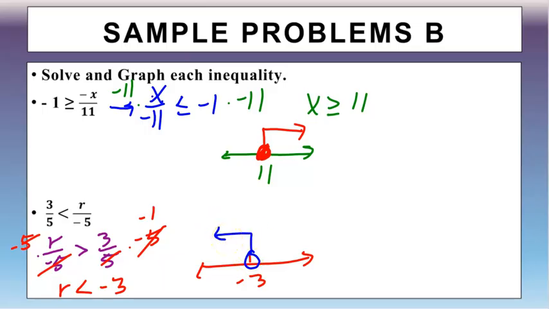And if I want to check my answer, I just put in a number less than negative 3. Let's just say I did negative 4. If I put negative 4 in for r, negative 4 divided by negative 5 is 4/5. 4/5 is still bigger than 3/5.